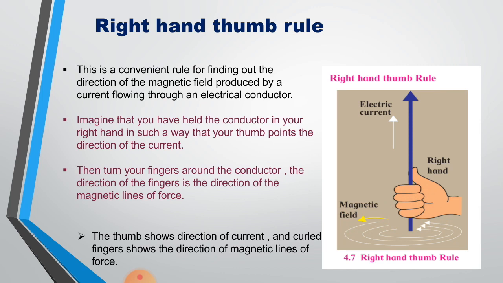Okay students, this is a very important rule, and here you just have to imagine and think about 2 points: in the right hand thumb rule, your thumb shows the direction of electric current, and your curled fingers show the direction of magnetic lines of force.